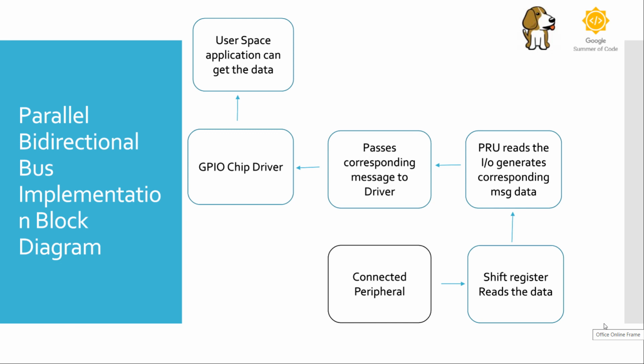Here you can see the shift register acting in parallel in serial out mode. Now the PRU will instruct the shift register to scan in the connected peripherals, and then this information will go inside the PRU. The PRU will then pass it again to the GPIO chip driver using RP message or writing to a specific memory area, and then this data through the GPIO chip driver will be available to the user space application. So this way, bidirectional communication will be implemented.